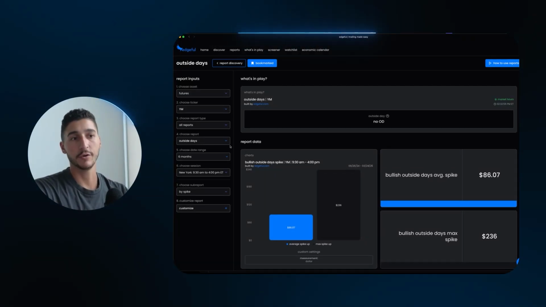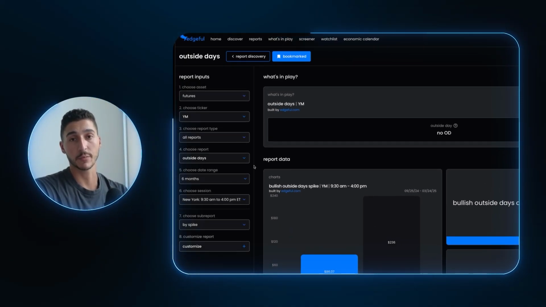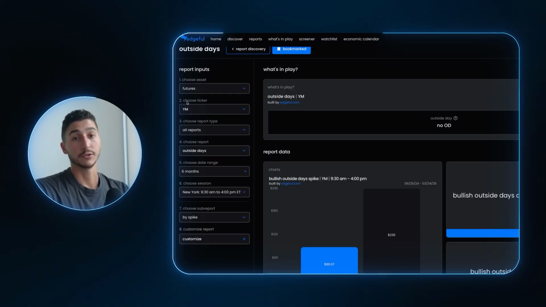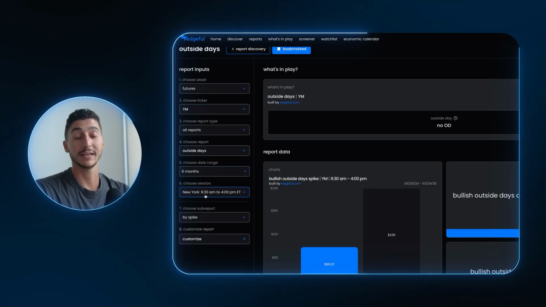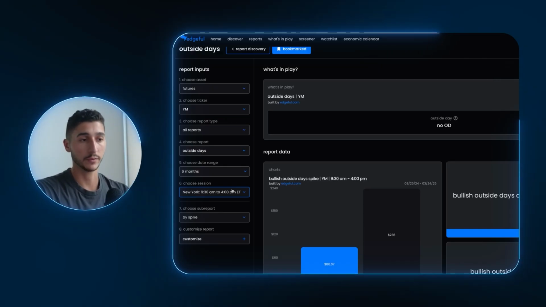Here's everything you need to know about the outside days buy spike report on edgeful.com. So here we're looking at YM, the outside days report. We're looking at the last 6 months in the New York session. This session is going to be really important.